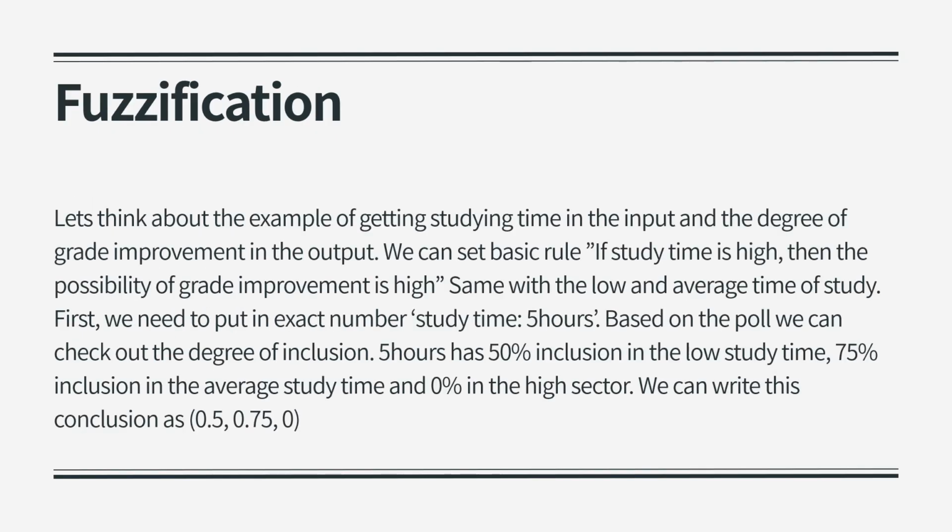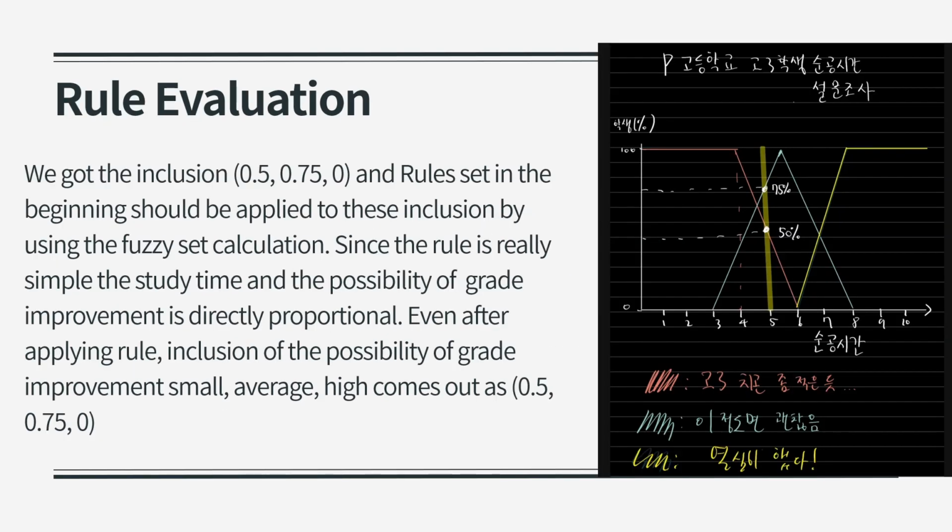So the fuzzification is the first step. Let's think about an example. If you look at the next slide picture and consider an input of study time and an output representing the probability of grade improvement. If the rule states if study time is high then the probability of grade improvement is high, we can assign fuzzy membership values to different study times in direct proportional ratio. We can use this rule.